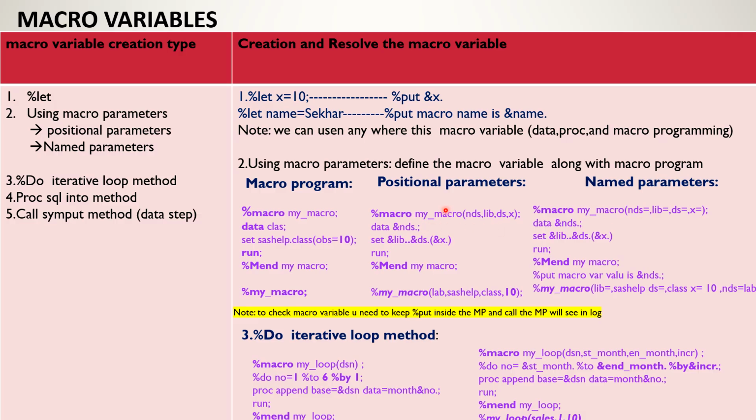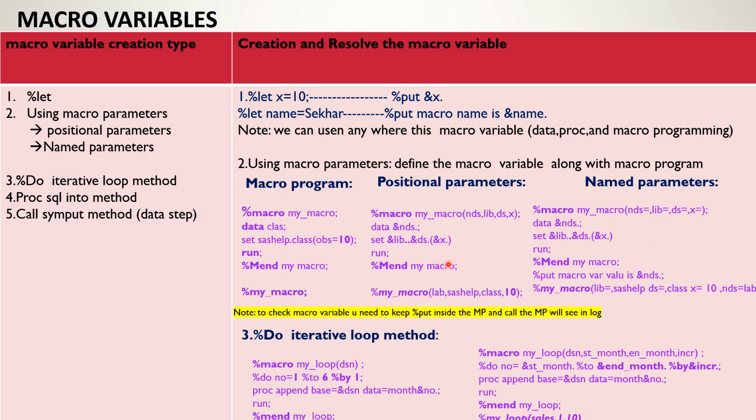So what is the difference between positional parameters and named parameters? In positional parameters, we need to follow the order. The first variable we need to assign first, the second variable second. See here the order: NDS, LB, DS, X. These are macro variables. So inside the programming also, first NDS, then lib, then DS using the ampersand. For named parameters, there is no need to follow the order. We can create them in any order. Why? Because here we use the equals symbol. That is the only difference between positional parameters and named parameters.